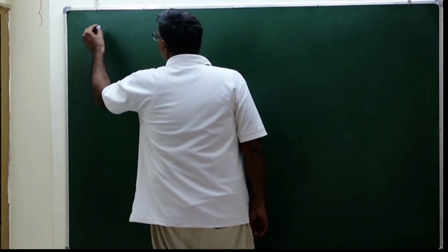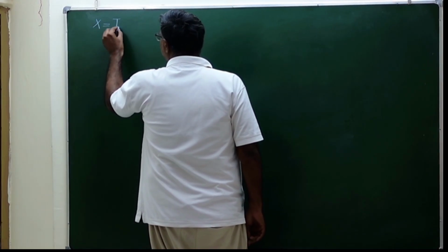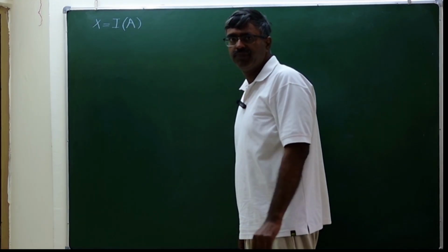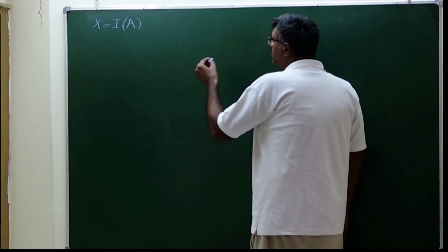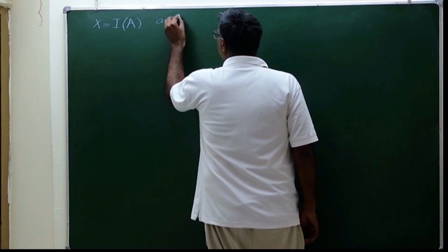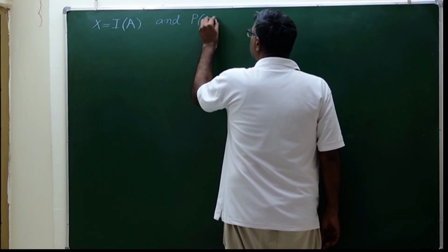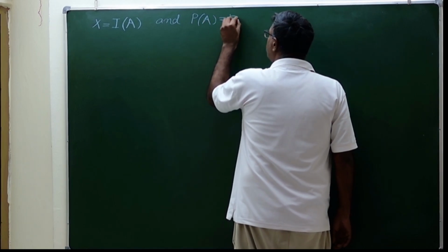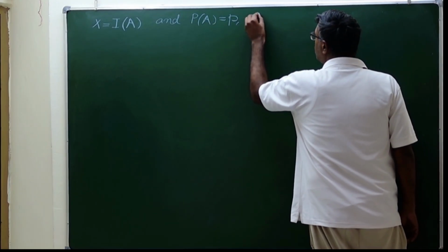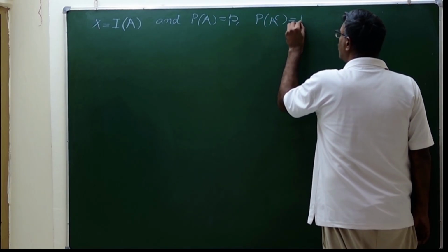Suppose X is an indicator random variable for an event A. So we write it as X_A, where the probability of A is defined as p and the probability of A complement is defined as 1 minus p.